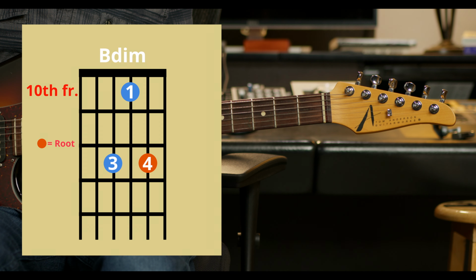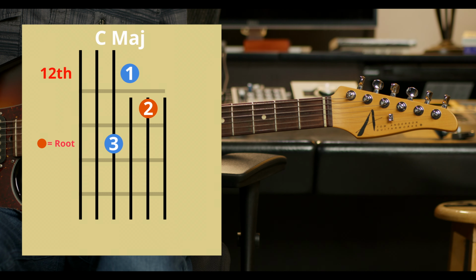E diminished would be here. And I was looking for B diminished, right? Well, I've got a B diminished right here. And I can finish things out with a C triad up here. So I've got a C chord scale now.